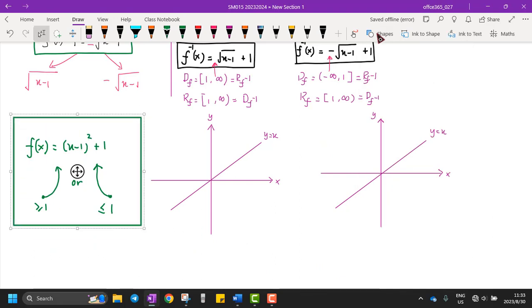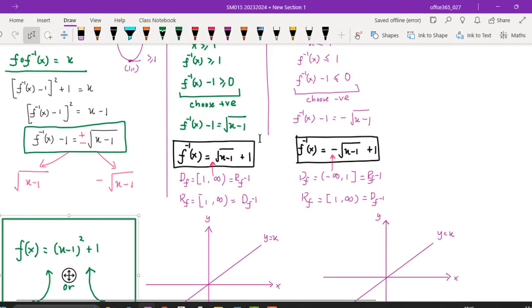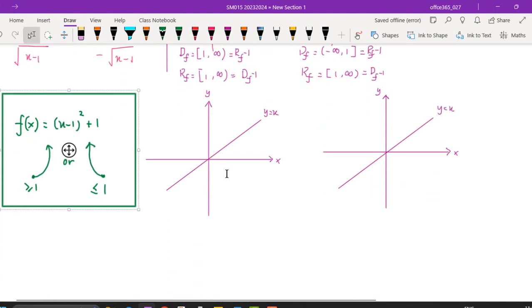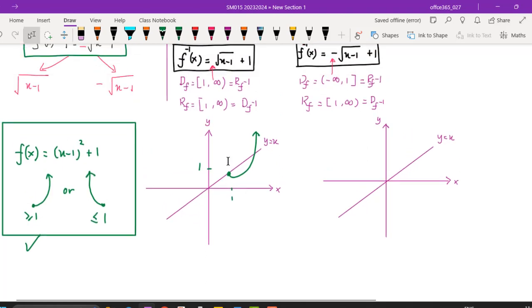Now let's look at this one. After restricting the domain, this quadratic function is separated into 2 parts. For the first graph, we look at the domain first, which is 1 to infinity, so we choose this one. When x is 1, it happens to be here. This is 1, this is 1, so it will be here, and it will go upward. For the inverse, it is also (1, 1), so for sure they will meet here at (1, 1).